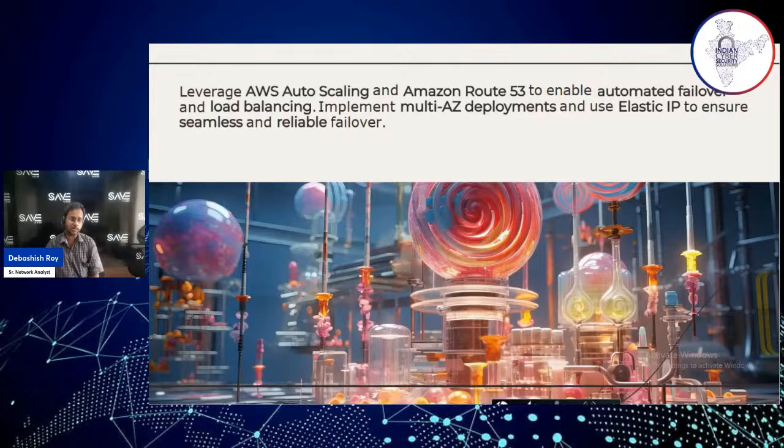Leverage AWS Auto Scaling. That is also a very important thing when you are scaling in and scaling out your EC2 instances. And Amazon Route 53, that is the DNS service that we know, to enable automated failover and load balancing. So failover clustering is also related to this, and also the load balancing, Elastic Load Balancer. Implement multi-AZ, multi-availability zone deployments, and use Elastic IP, that is a static public IP, to ensure seamless and reliable failover.